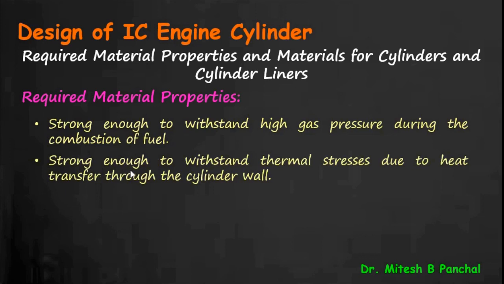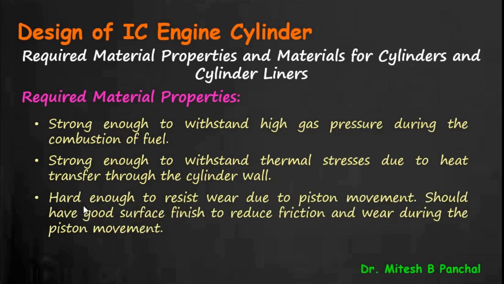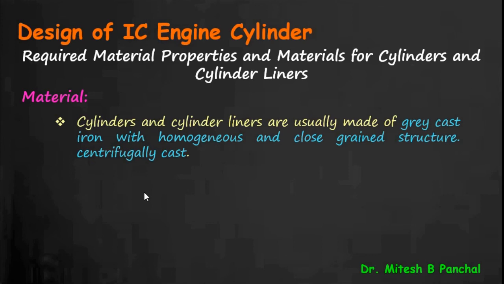Another required material property for the cylinder is being strong enough to withstand the thermal stresses due to heat transfer through the cylinder wall. Also, the required material should be hard enough to resist the wear due to the piston movement which is sliding inside the cylinder. So, it should have a good surface finish to reduce the friction and wear during the piston movement. And next is the corrosion resistance. The material of the cylinder or cylinder liner should have good corrosion resistance.